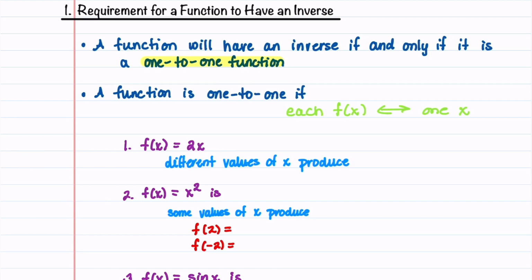In our first example, f of x is equal to 2x. For this function, different values of x produce different values of f of x. Because of this, we say that f of x is one-to-one.